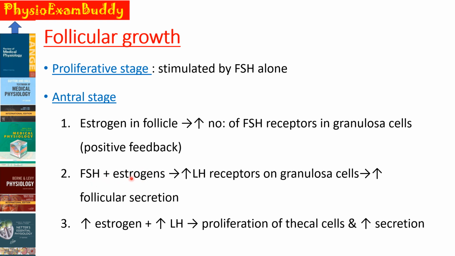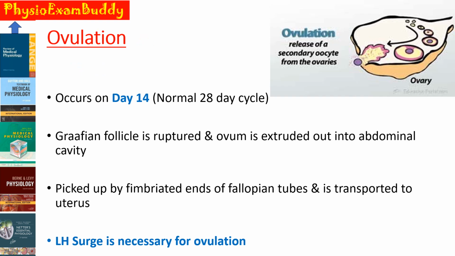So FSH together with estrogen will also increase the number of LH receptors on the granulosa cells, which will increase the follicular secretion. So there will be an increase in estrogen and an increase in LH, which finally results in the proliferation of theca cells, as well as an increase in secretion. That finishes the follicular phase.